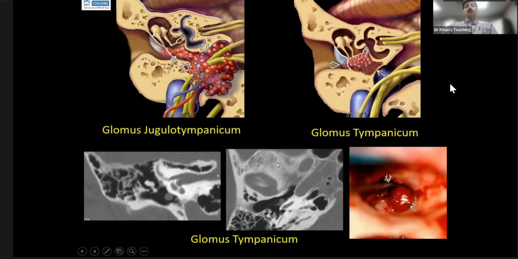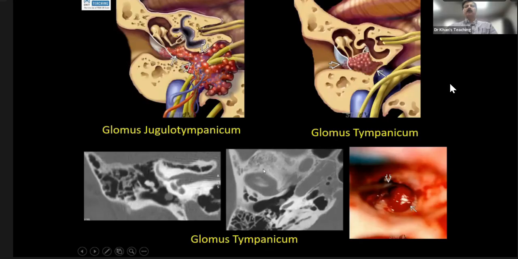When it is just in the tympanic cavity, as in the middle ear cavity, we call it glomus tympanicum. But when there is a large tumor which goes from the jugular foramen and penetrates into, because this is just superior to that, you remember the anatomy, we will call it glomus jugulotympanicum. So this is a glomus tympanicum, this is jugulotympanicum, and this is only tympanicum.